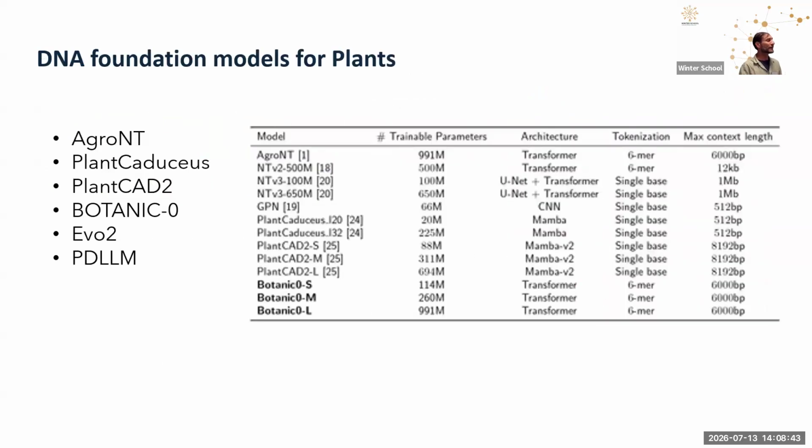There are quite a few DNA foundation models available for plants. This table shows some of the differences. Like AgroNT is about 1 billion parameters, or something like the plant CAD2S, which stands for small. That model is only 88 million parameters.